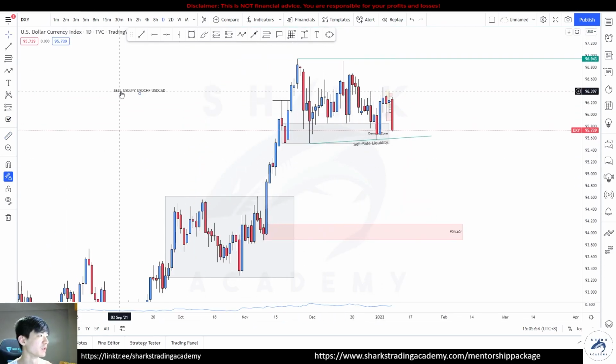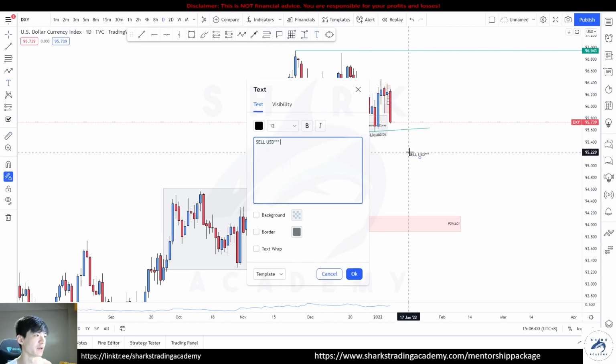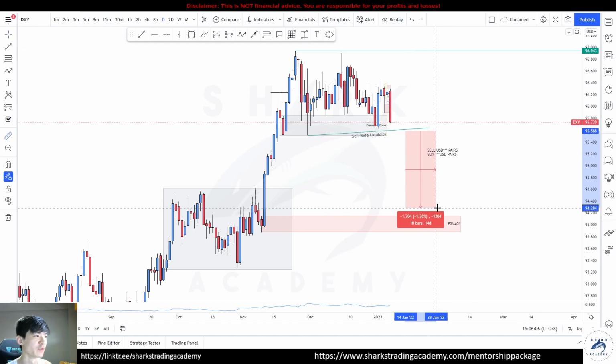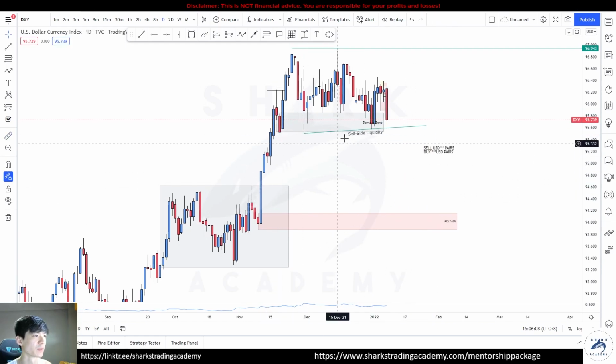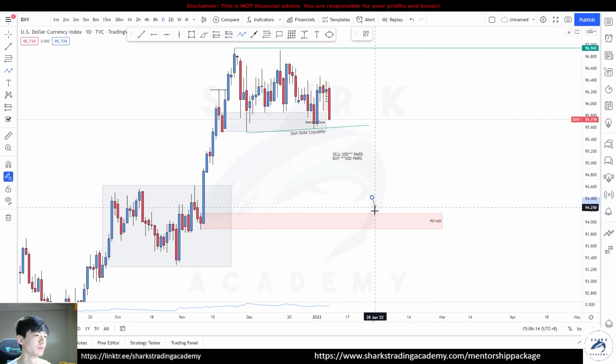Okay, so then again, when we are bearish over here, we are looking to sell the USD pairs, right? Sell USD pairs and buy the opposite. Okay, so this range over here, when prices break structure here, we are looking to do this, right? And look to buy again for dollar over here.